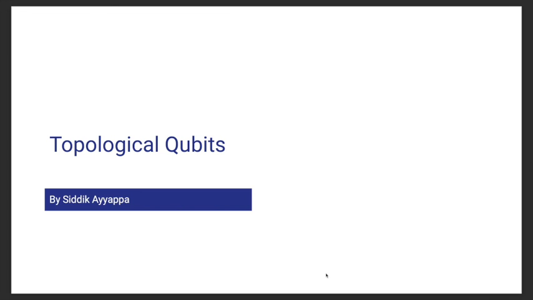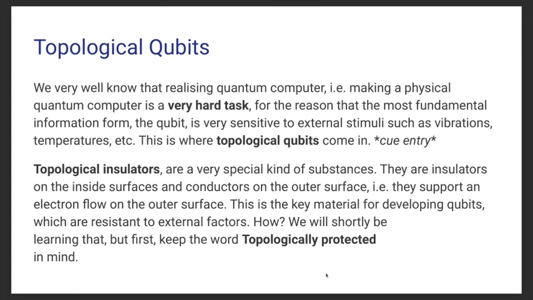We have come to the last section of the presentation. Let us learn about topological qubits. For starters, what are topological qubits? We know that maintaining a quantum computer is just as hard as making it. Why? Because they are so susceptible to environmental disturbances. First, topological insulators. They are insulators on the inside and conductors on the outside. Now, this is our ticket for making stable quantum computers.